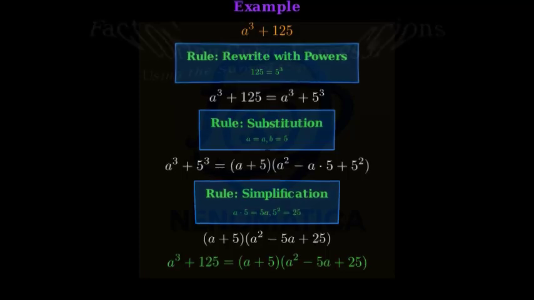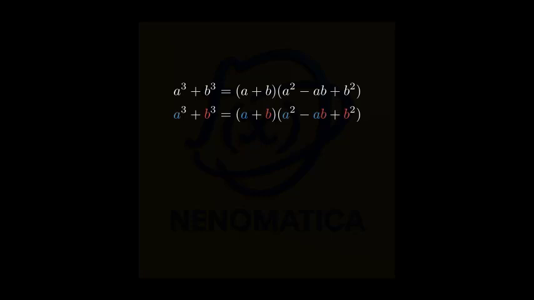Before we start solving examples, let's look at the formula we'll be using. The sum of cubes formula states that a cubed plus b cubed equals the product of a plus b and a squared minus a times b plus b squared. This formula is incredibly useful for factoring expressions that look like a sum of cubes.